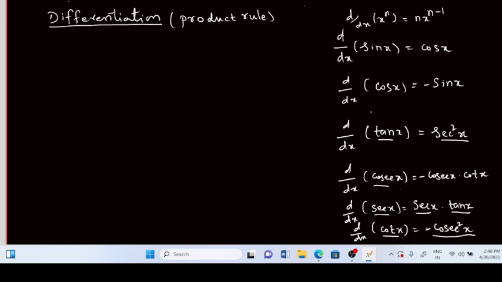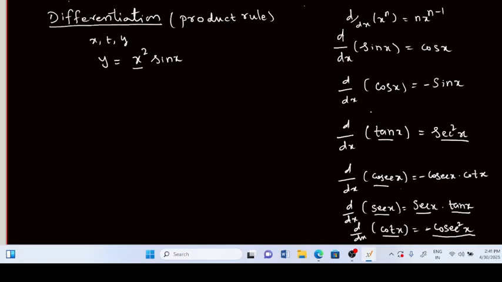This is the product rule. Product means multiplication of two numbers. Here we are discussing variables. What is a variable? x is a variable, t is a variable, y is a variable. Here y is in terms of the multiplication of two variables. So here I am writing x square into sin x. x square is one variable, multiplied with sin x.